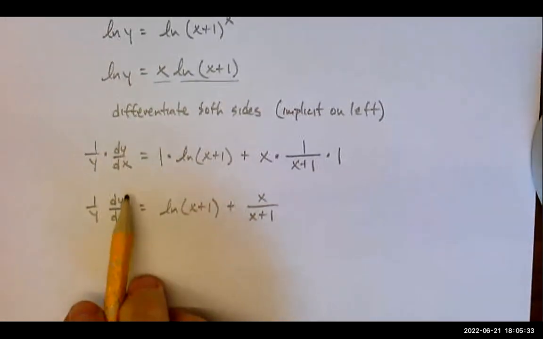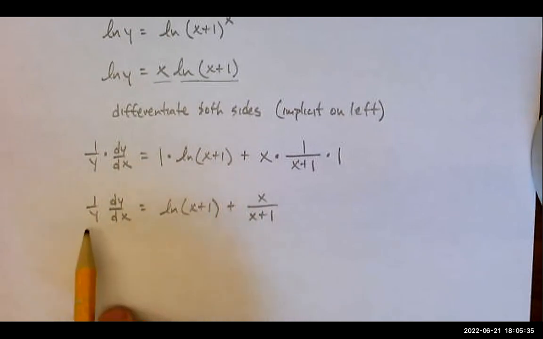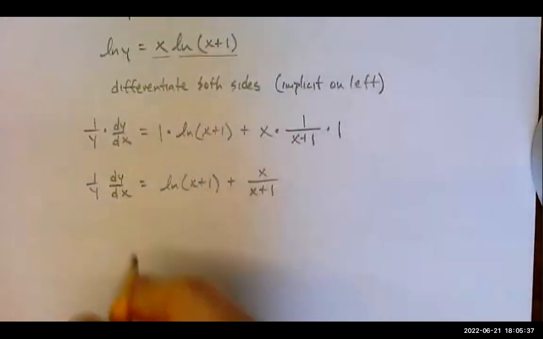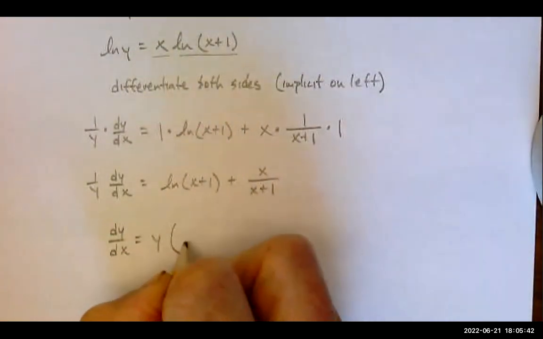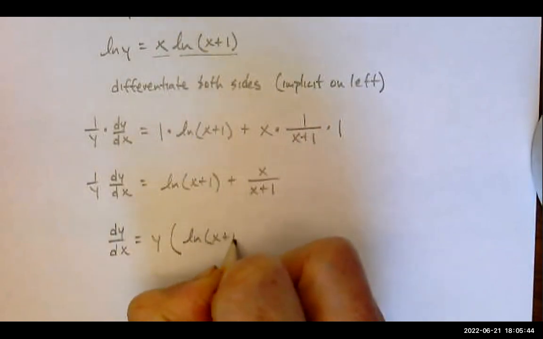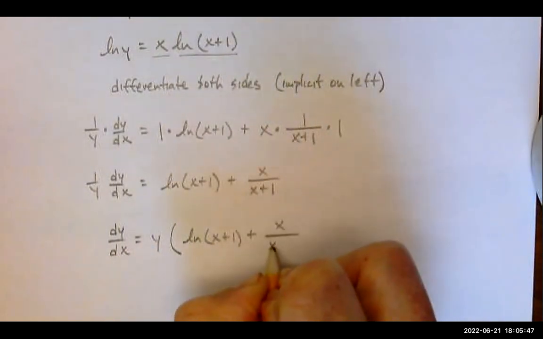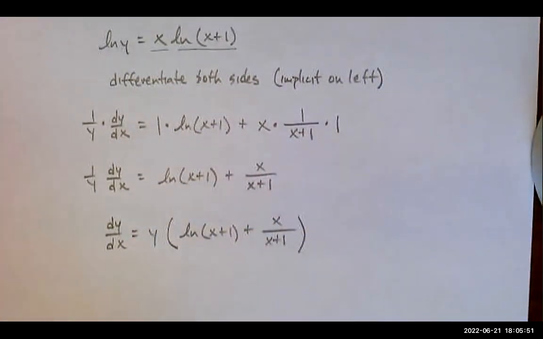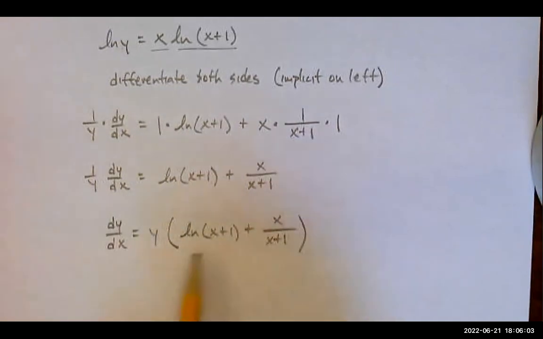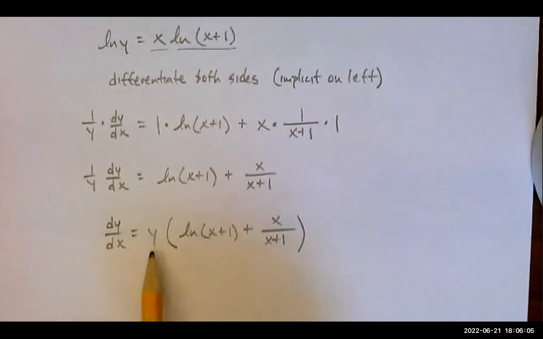In the end, we need to isolate the dy over dx, right? So I'm going to multiply y over to the right side. y times, I'm just going to put a big set of parentheses, all of this. Don't bother distributing the y. This is perfect. Okay, it's looking pretty good. We have dy over dx isolated. There's one issue. We'd really prefer this to be in terms of only x. We have this y here.